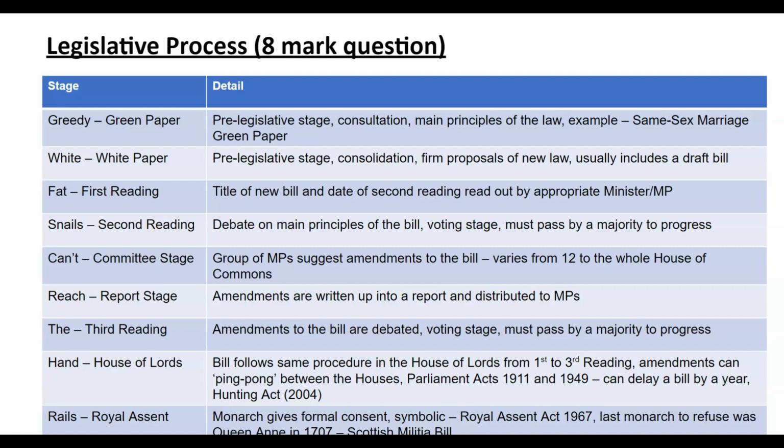And finally, royal assent. This is where the monarch gives formal consent, so the king would give formal consent. This is largely symbolic now. So ever since the Royal Assent Act 1967, they don't see the whole acts really generally. So it's just largely a symbolic stage. And the last monarch to actually refuse was Queen Anne in 1707, which was the Scottish Militia Bill. So it's unlikely any monarch would refuse nowadays, although possible.